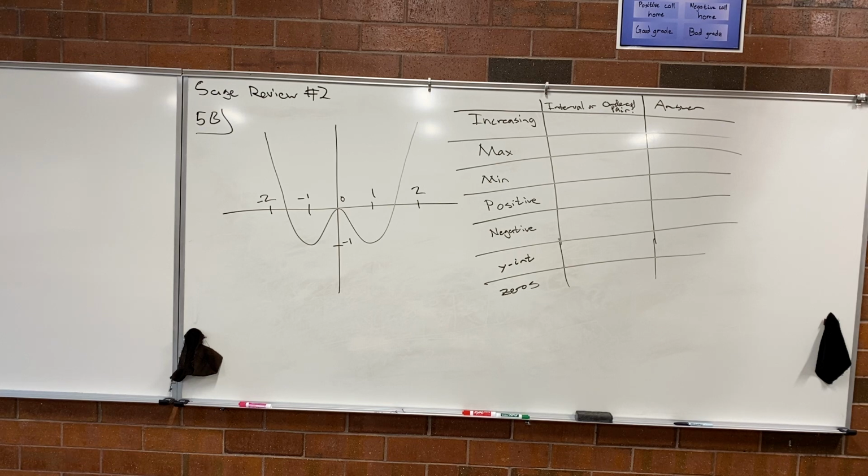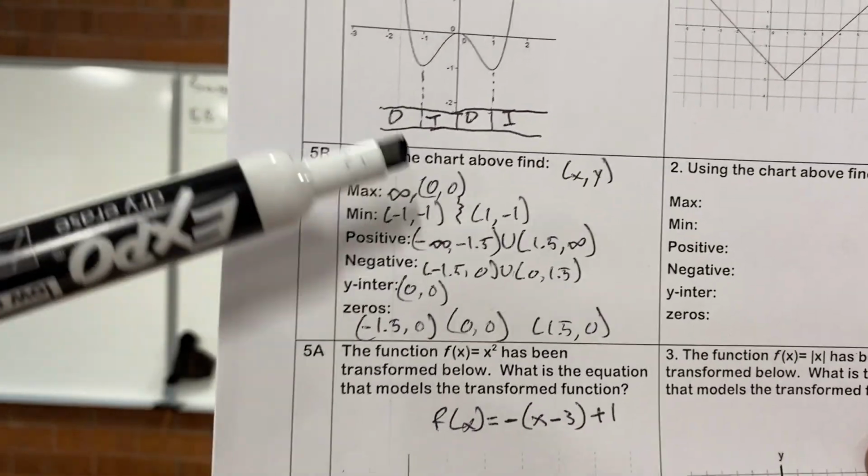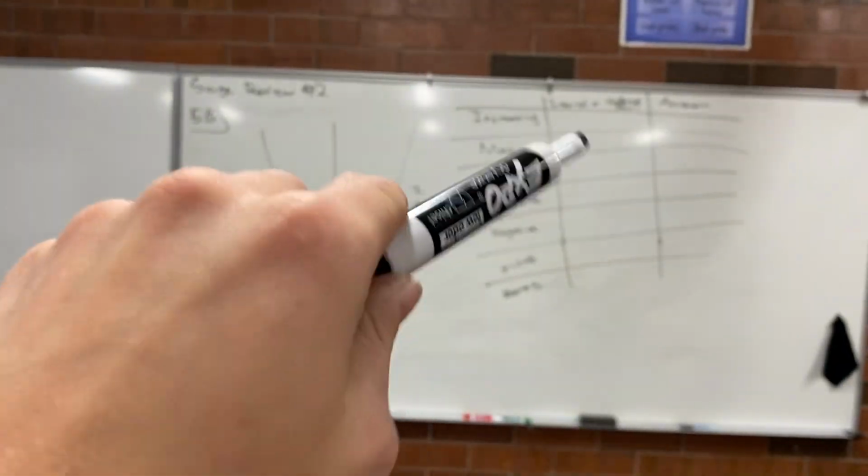So this first question is going to go back to analyzing graphs and understanding where they're increasing, decreasing, max, mins, positives, negatives, y-intercept, zeros, all that kind of business, okay? So we came up with a good method of doing this in class, and we're going to use that exact same method here. We're going to do all of these as one problem with our answers being over there, okay?